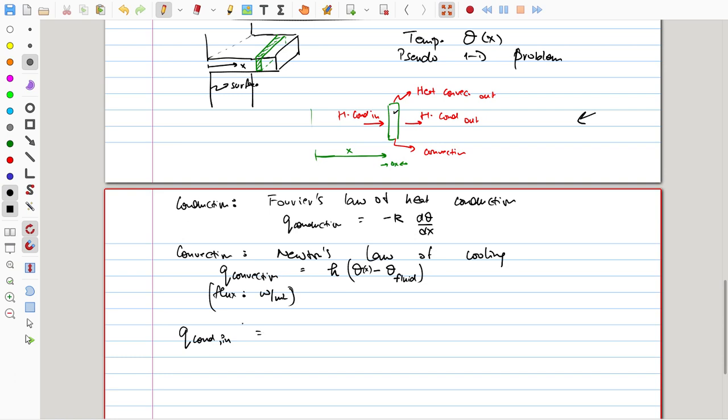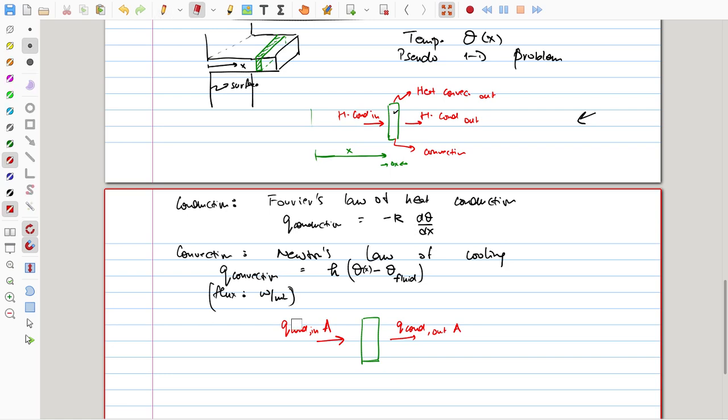Let's just draw the figure again, because Q stands for flux. I want to talk in terms of watts, so I have to multiply things by area. So the amount of heat per unit time entering because of conduction is Q conduction in times the cross sectional area. A is the cross sectional area, whatever it is, and the heat getting conducted out is Q conduction out times the cross sectional area.